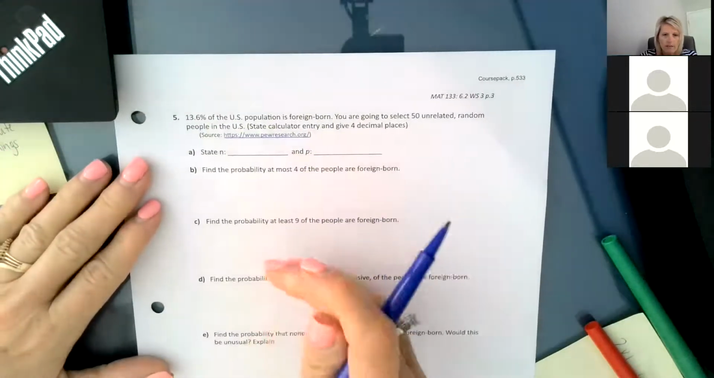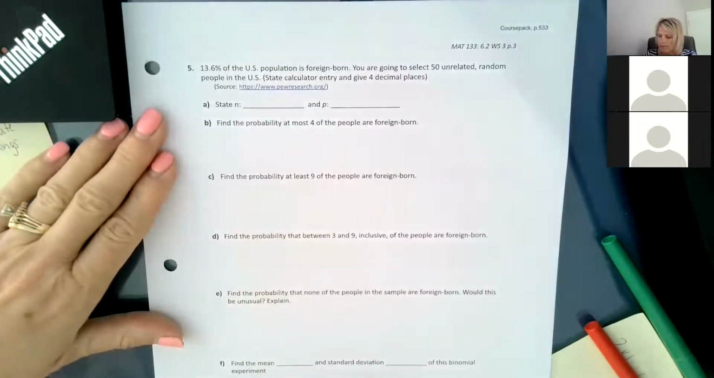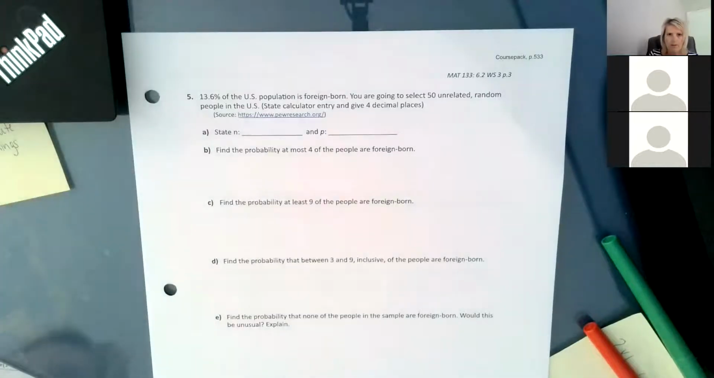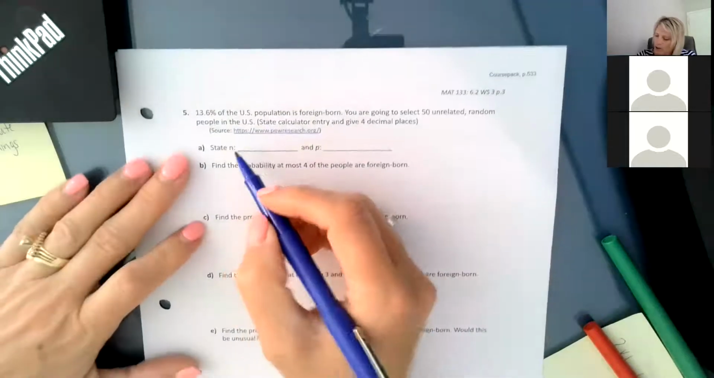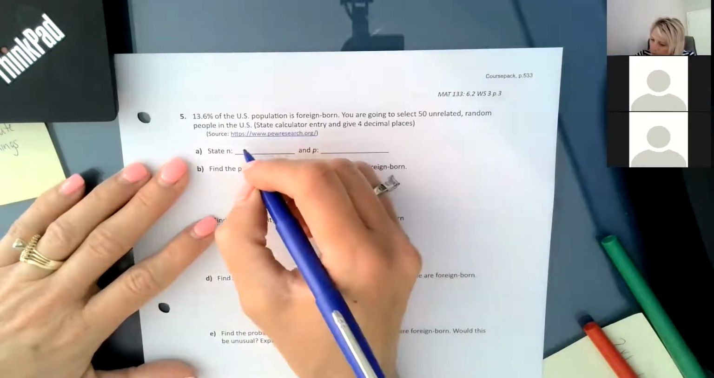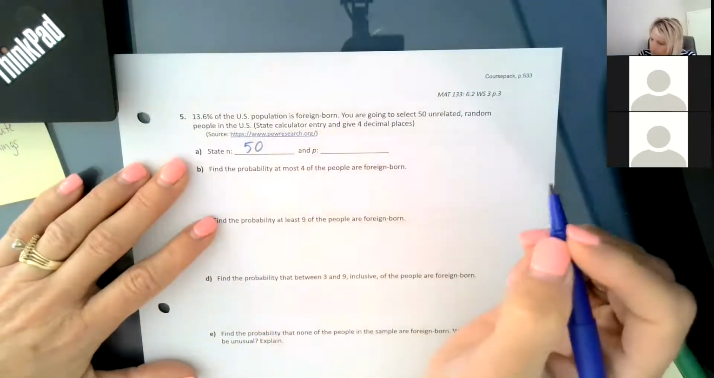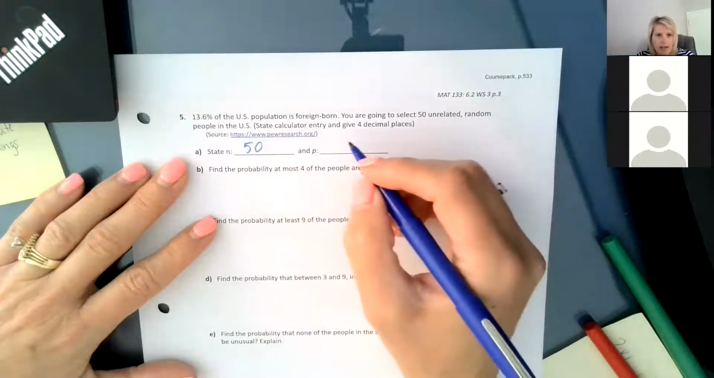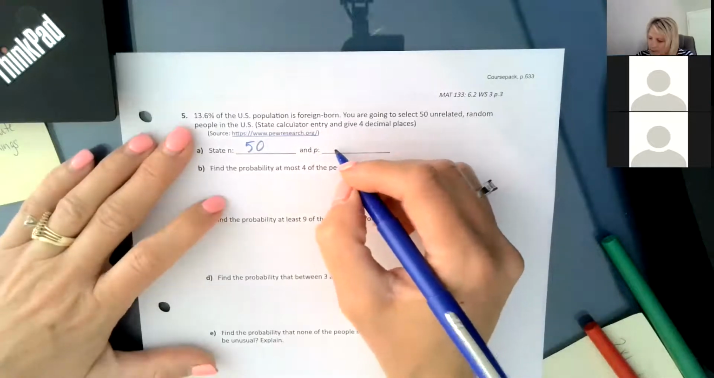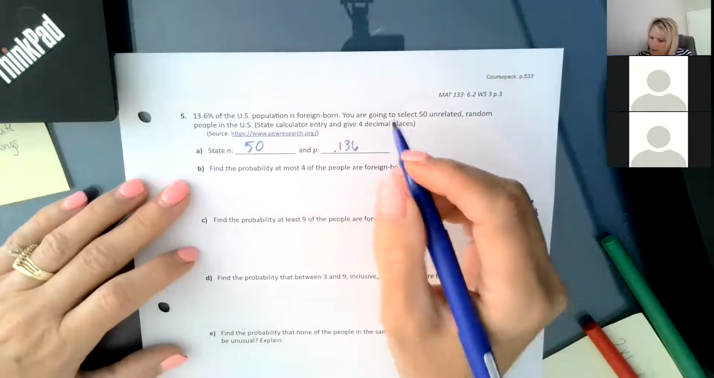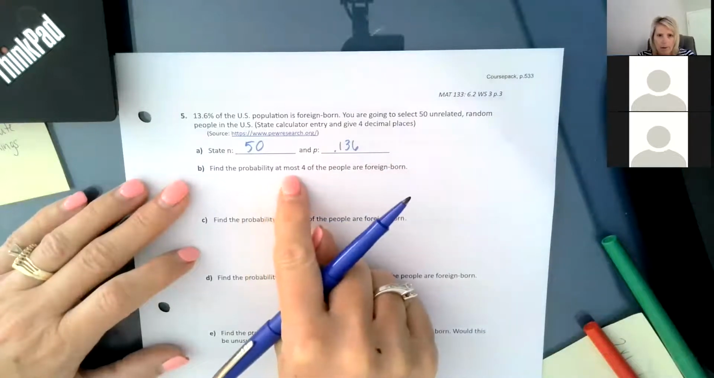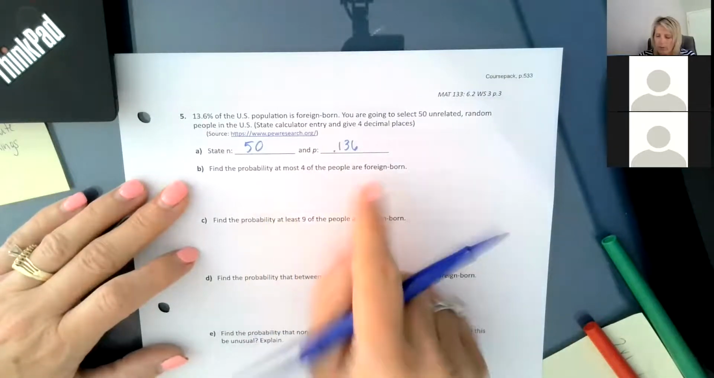So it doesn't ask us to qualify that it's a binomial experiment, but we're going to assume that it has met all those requirements. So N is the 50 people that are unrelated, and the probability of success is 0.136. And it says find the probability at most 4 of the people are foreign born.